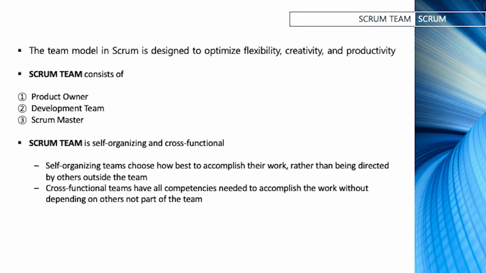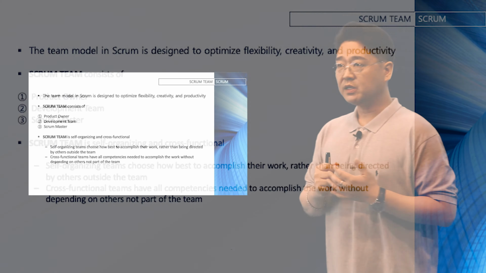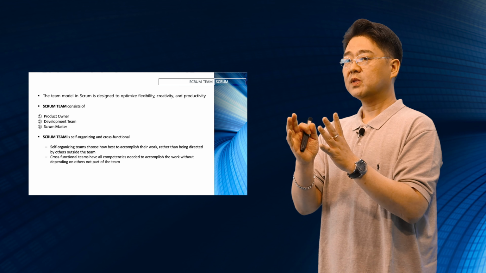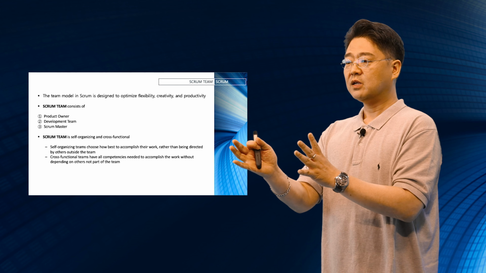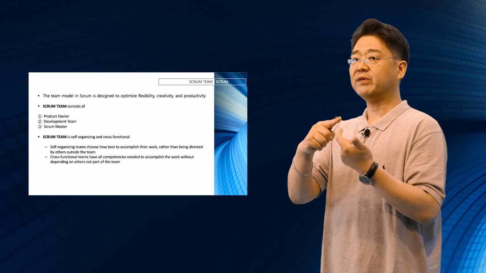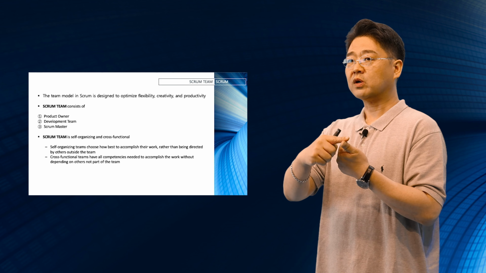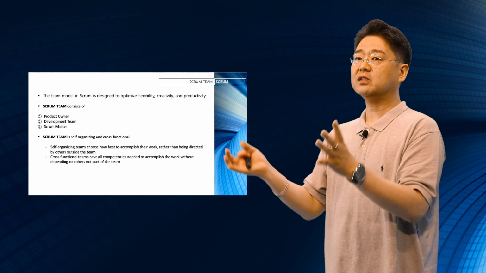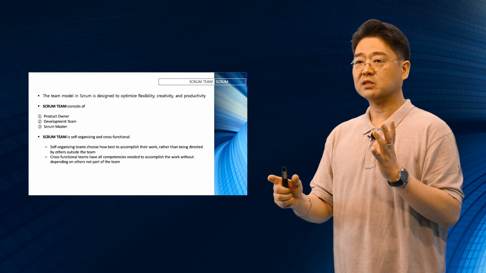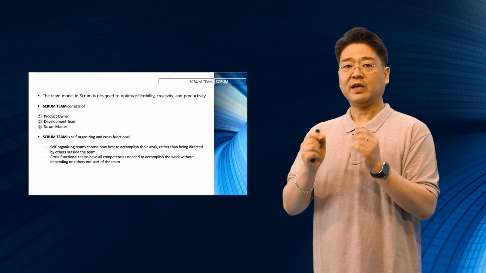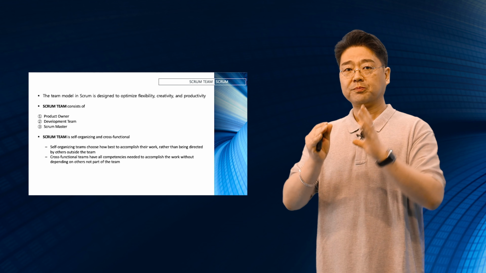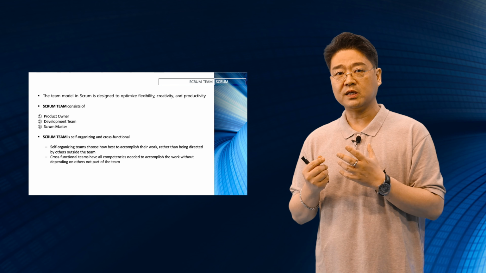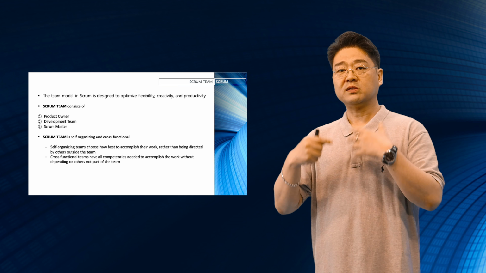The team model in Scrum is designed to optimize flexibility, creativity, and productivity. What's that supposed to mean? The Scrum team, the team that actually runs the sprint, has three components: product owner, development team, and Scrum master. The product owner is in charge of the actual product, the development team are the ones that actually develop the product, and the Scrum master is just coordinating this entire process. The Scrum team is self-organizing and cross-functional. Once they get the sprint backlog and are in sprint planning, they decide what they are going to do in the sprint, and they have to work with multiple departments to make it work.